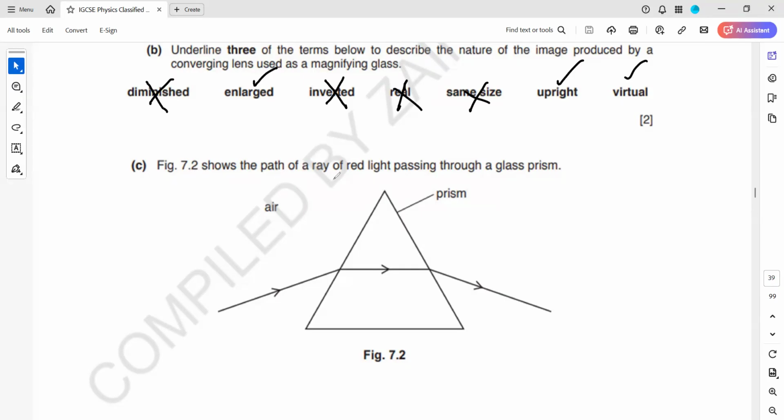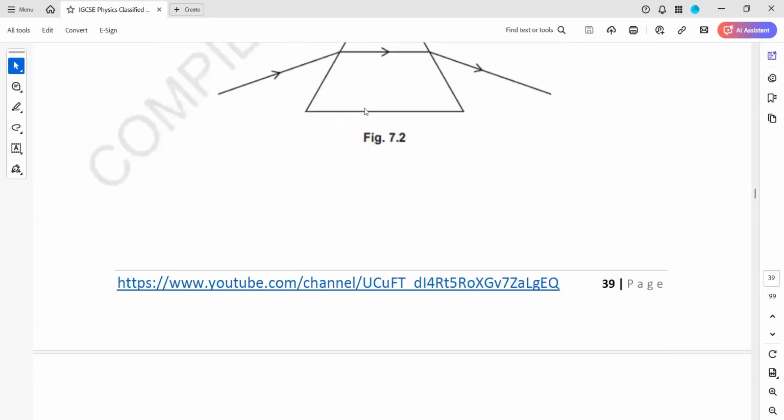Figure 7.2 shows the path of a ray of red light passing through glass. When refraction happens, violet bends the most because it has the highest frequency, and red bends the least, which has the lowest frequency.